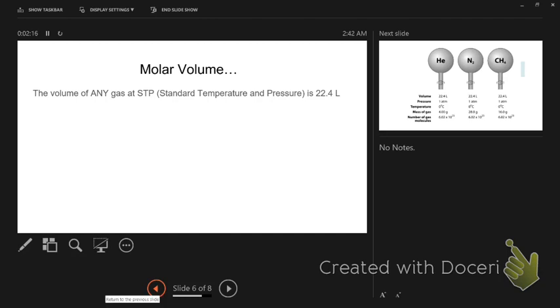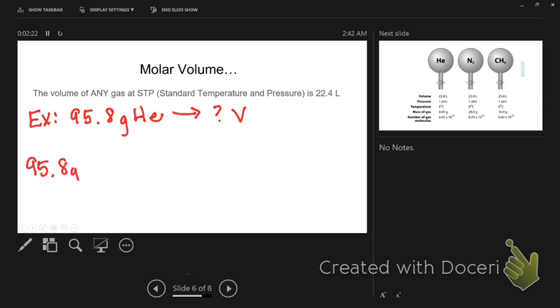Okay, so I want to go back here. If we had a problem that was, let's say, we have 95.8 grams of, let's say, helium, okay? And we want to know what's the volume, okay? Now remember back to what our mole island picture looks like, okay? So we have 95.8 grams of helium, okay?